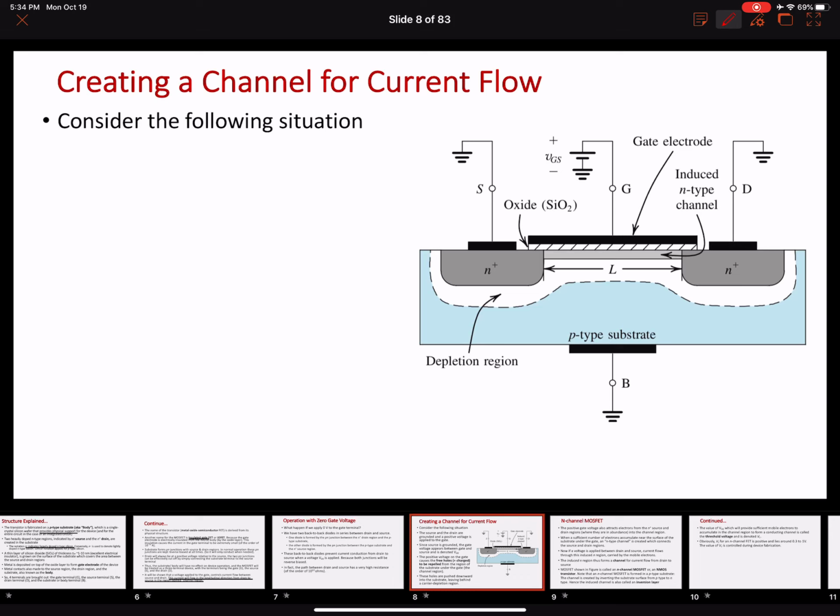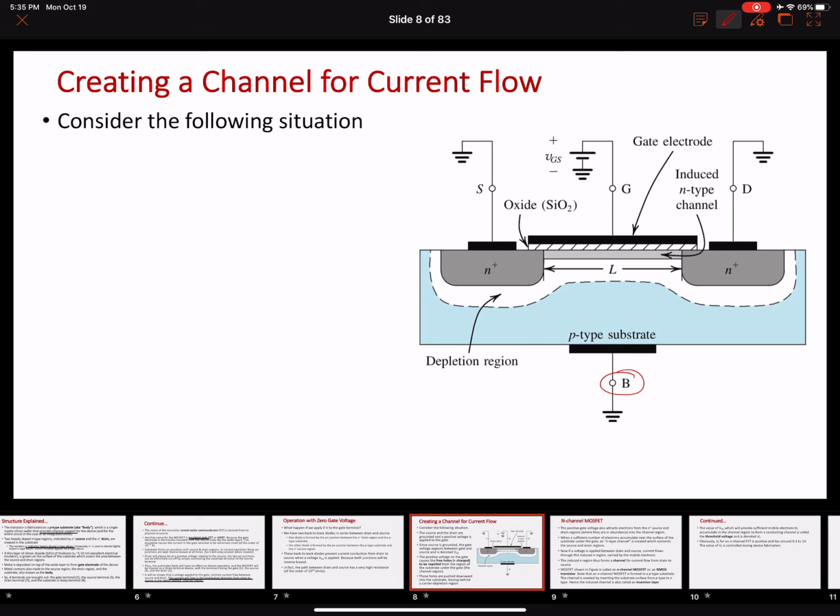We have connected the body terminal to the substrate. For simplicity, until I specifically talk about the topic of the body, even in the questions and in the lectures, you can assume that the body is connected to the source and is grounded, unless specifically stated otherwise.